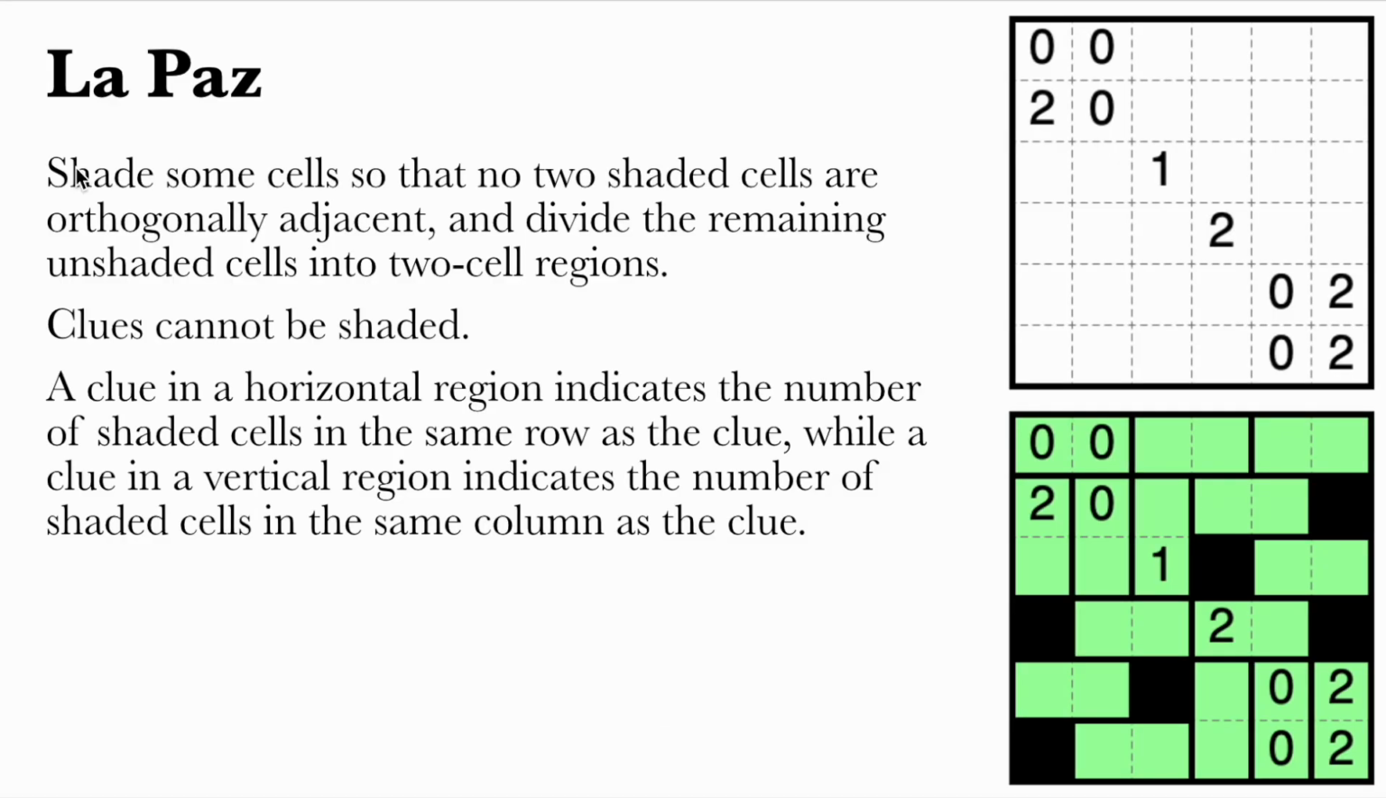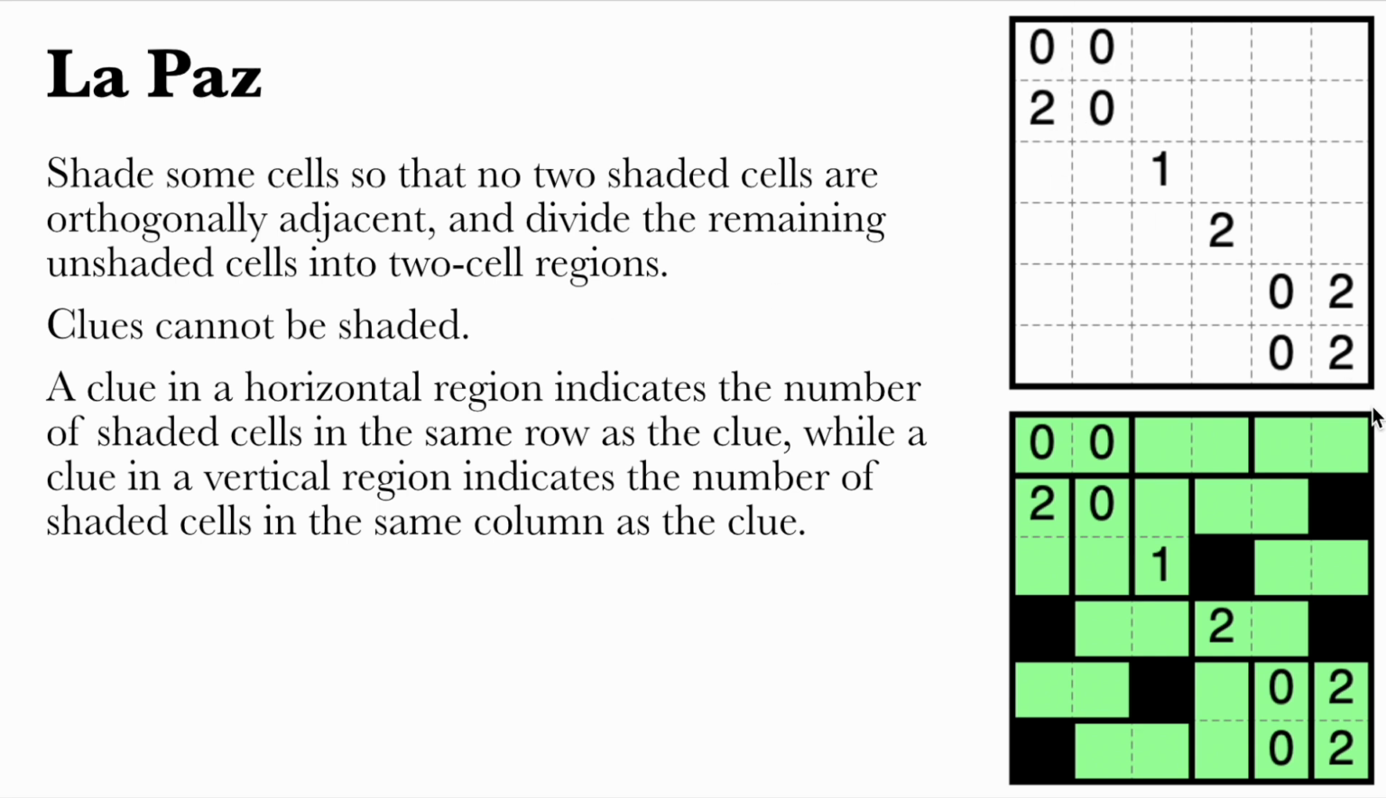In La Paz, we will shade some cells so that no two shaded cells are orthogonally adjacent, and divide the remaining unshaded cells into two cell regions. So first off, orthogonally adjacent means sharing an edge. It is not talking about diagonal adjacency. And two cell regions, or dominoes. So we'll be drawing lines around all of the unshaded cells to fill the entire space with dominoes and those shaded cells. Clues cannot be shaded.